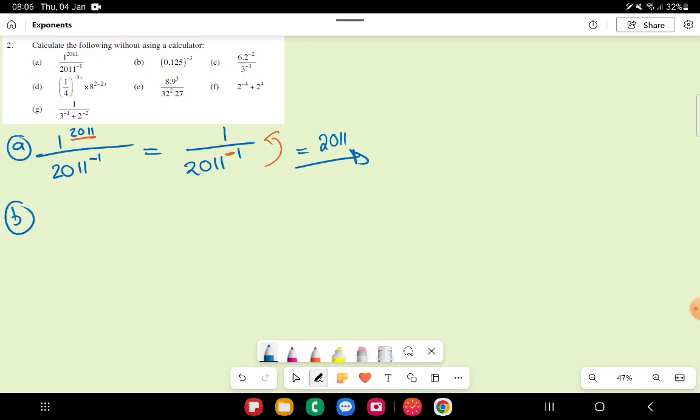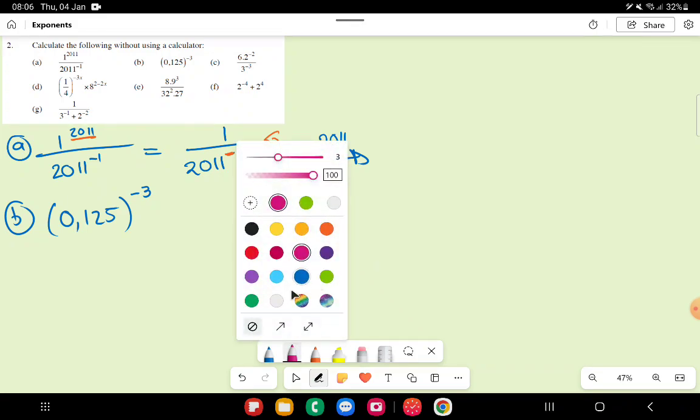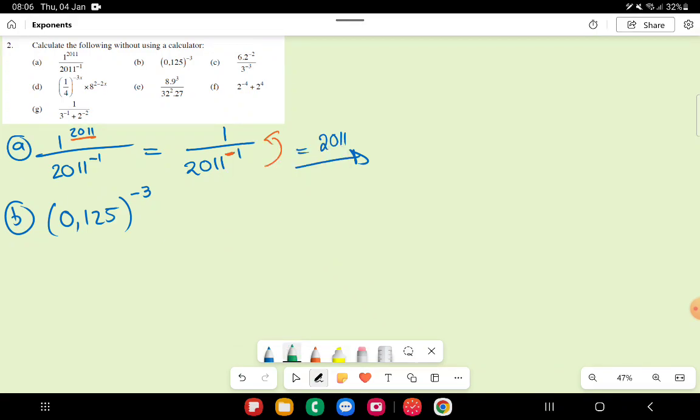That's the answer to the first question. Question B, we have a decimal number 0,125 to the power of negative 3. Now over here, this is a new step because this is the first time that you are dealing with decimals. So at this point, what we're going to say is you need to always convert your decimals to a fraction, which means that this then becomes 1 over 8, which is easy to find if you just input that into your calculator.